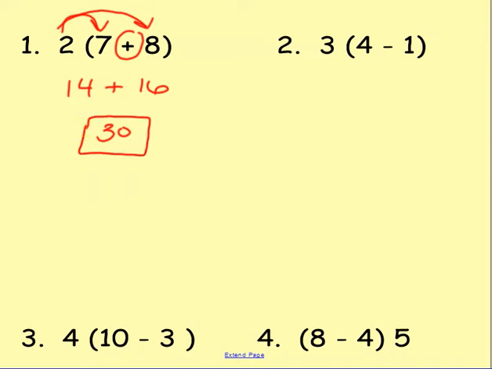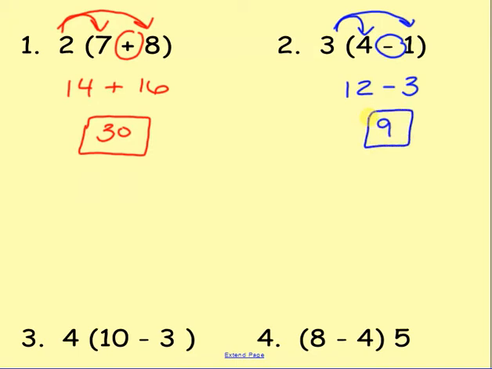Okay, let's try this one. 3 times 4 is 12. My operation in the middle this time is subtraction, so I bring it down. 3 times 1 is 3. So 12 minus 3 is 9. Okay, nothing crazy to it.